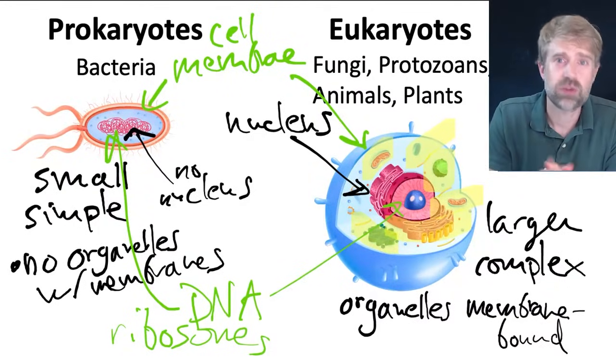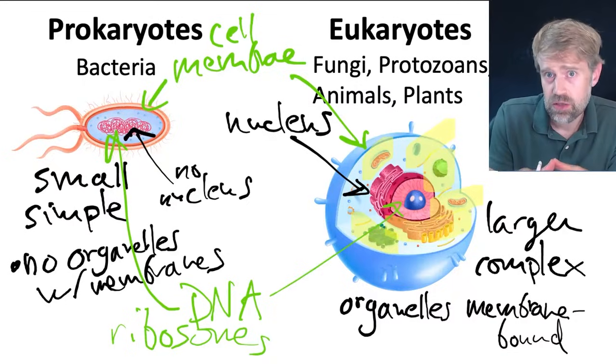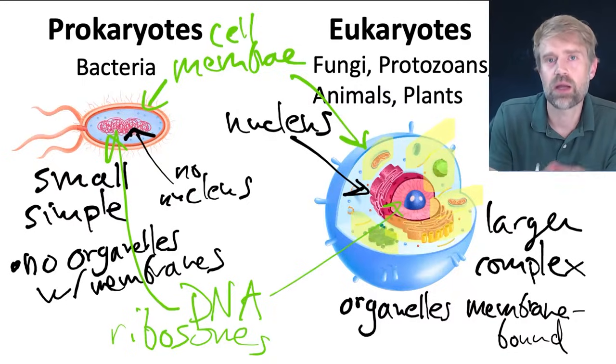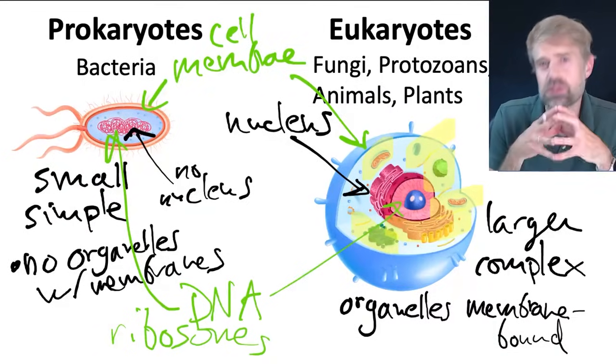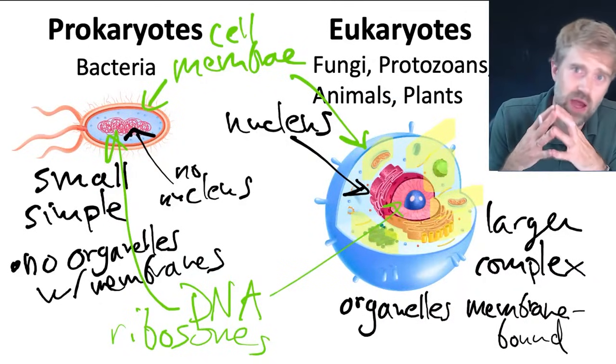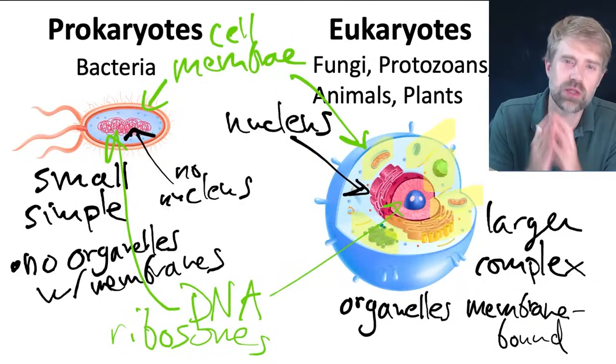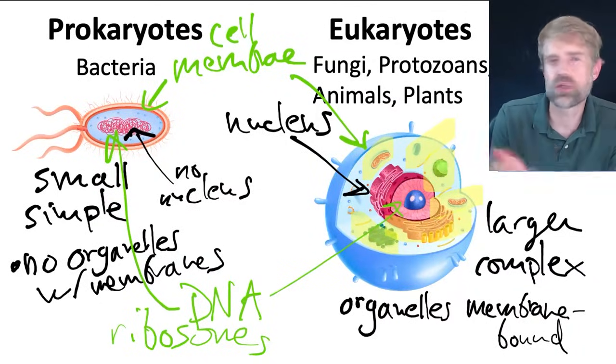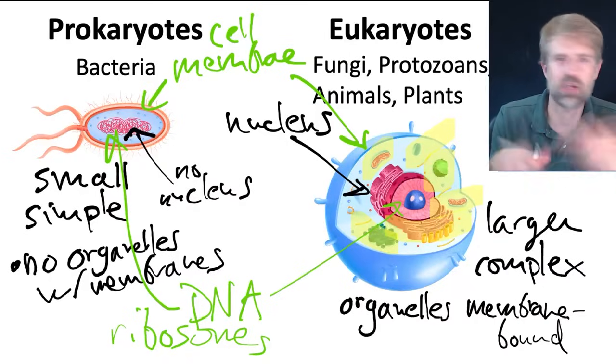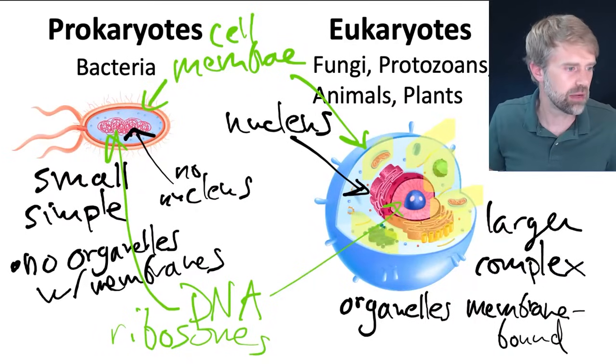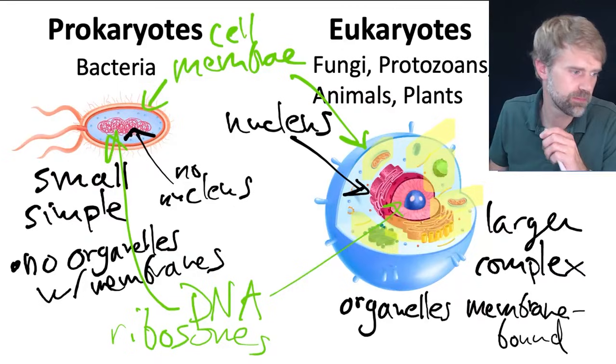But the eukaryotes have a nucleus. They've got membrane-bound organelles like the Golgi apparatus, and they've got chloroplasts and mitochondria and lysosomes, and you name it. Prokaryotes don't have any of that, just a whole bunch of stuff floating around in the middle of the cell.